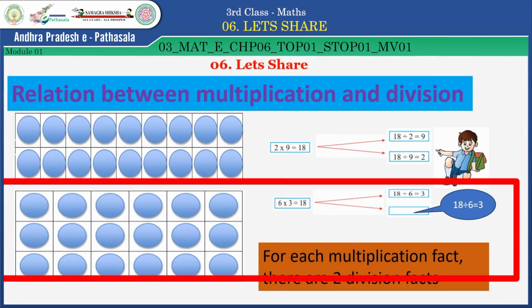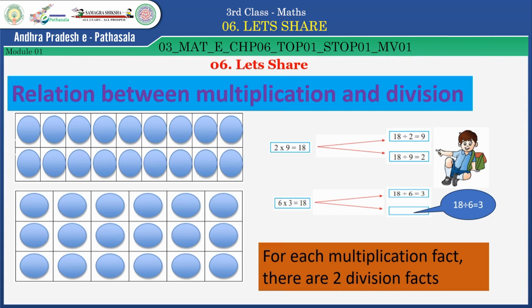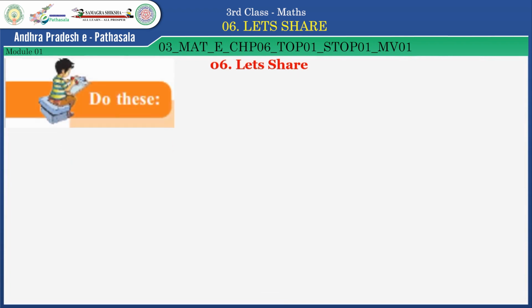Now see the picture below. Here the multiplication fact is 6 3s are 18. For that, the division fact is 18 divided by 6 is equal to 3, and the second division fact is 18 divided by 3 is equal to 6. For each multiplication fact, clearly there are two division facts.